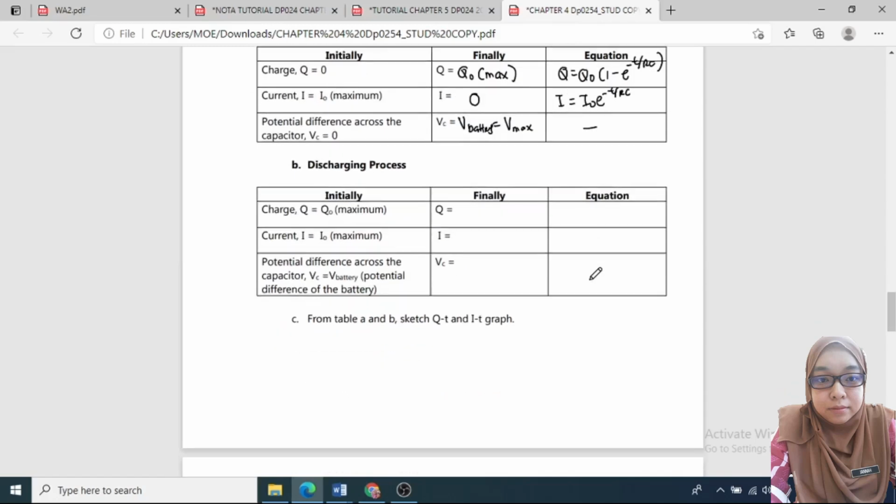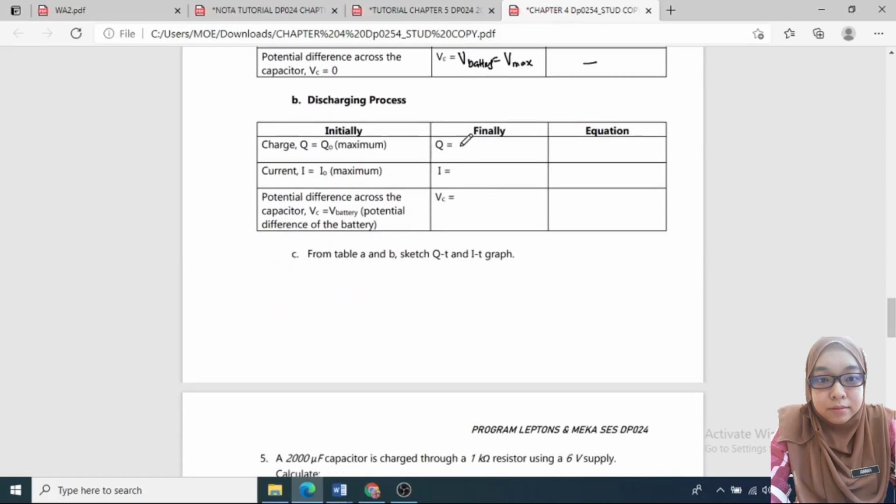Okay, for the discharging process, Q is equal to 0 for the final. So the equation will be Q equal to Q0 exponent negative t per RC. And the I will be equal to 0 also. And then the formula is I equal to negative I0 exponent negative t per RC. And VC will also go to 0 and has no formula.